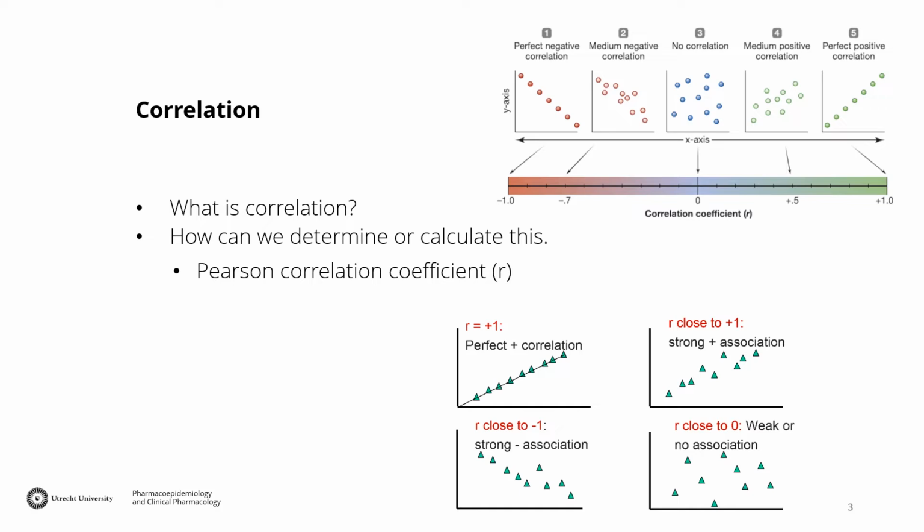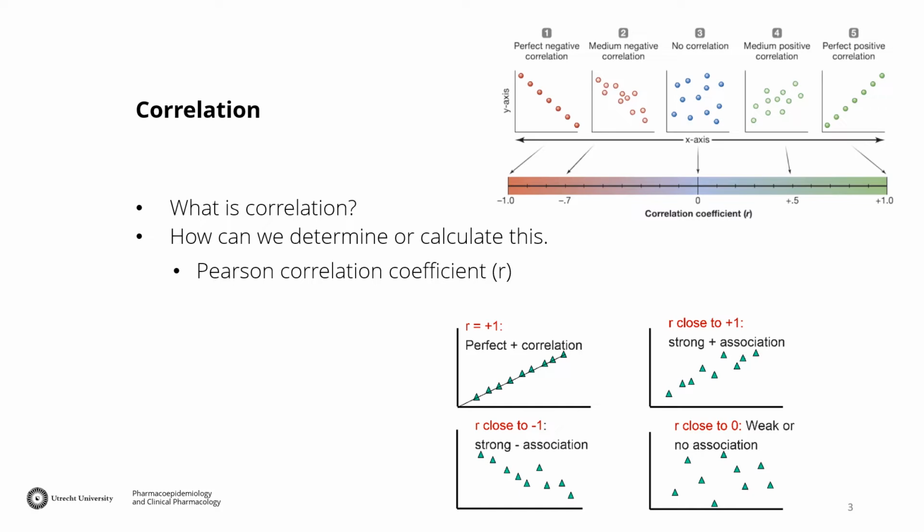And then if r, the correlation coefficient, is close to 0, it means that there is a weak or no association. That's also what you can see here on the plots, the different dots just scattered all over the place, and you can't really make a straight line through everything.